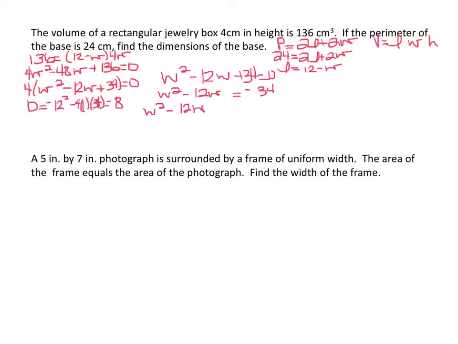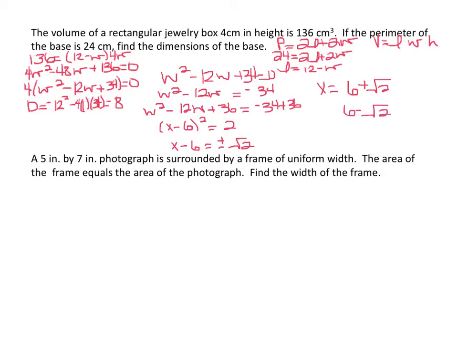Cut the 12 in half, we get 6. Square that, we get 36. So we add that to both sides of the equation. Take the square root of both sides. And add 6. So the dimensions of the base here are 6 plus the square root of 2 and 6 minus the square root of 2. You can put those into your calculator and get decimal approximations for it.